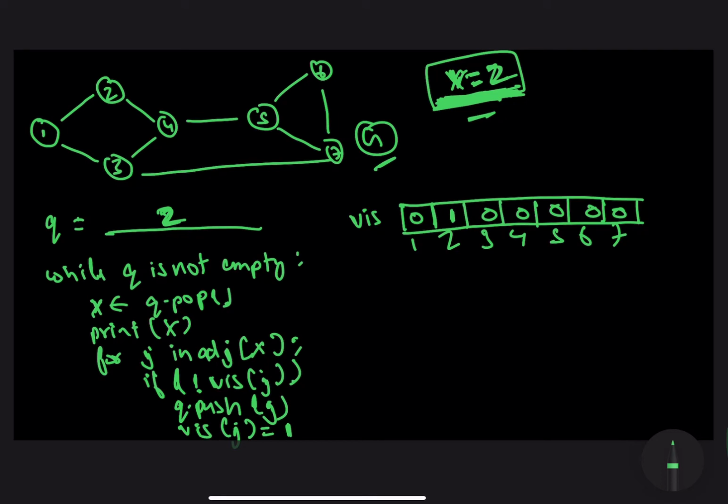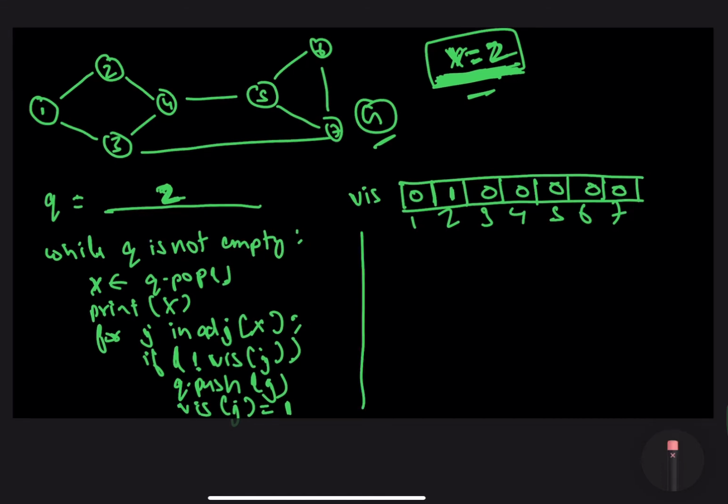Now let's try to understand this algorithm with the help of a dry run. So proceeding with the dry run, initially q was initialized with the value 2, and 2 was the node that was pushed into the queue initially as a base case, and this was the initial visited array. And once these two things have been laid down as our base cases, we proceed with our algorithm.